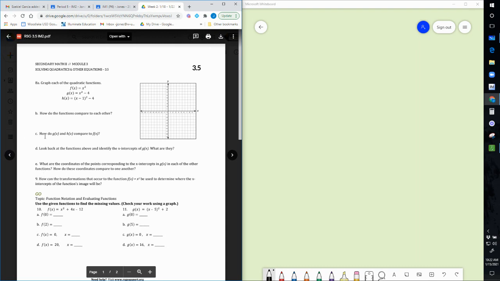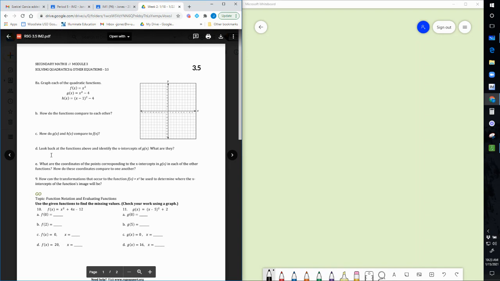And then number 9, you can cross off. Okay? Cross off number 9. All right, so 8, you're going to graph them. Graph one of them, f of x is the parent function, g of x is going to be the parent function shifted down 4, and h of x will be shifted 1 right and 4 down. So you should be able to graph those without Desmos. Okay, look in your notes at vertex form. And then look at C.